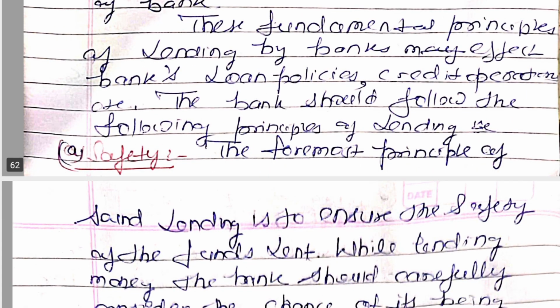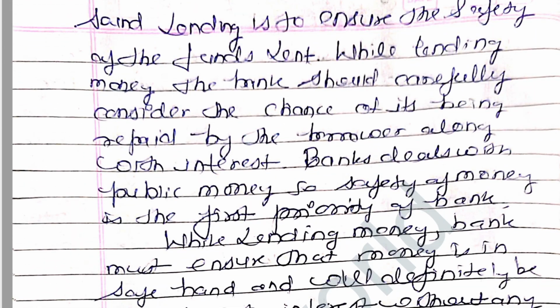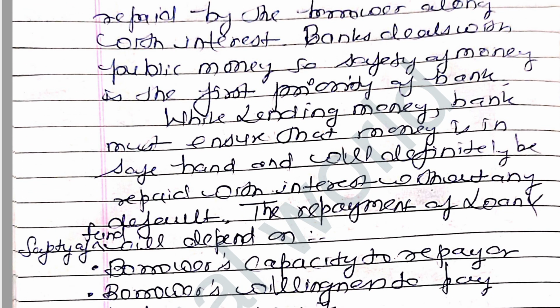The first principle is safety. The foremost principle of sound lending is to ensure the safety of the funds lent. While lending money, the banks should carefully consider the chance of its being repaid by the borrower along with the interest. Banks deal with public money, so safety of money is the first priority of the banks. While lending money, the bank must ensure that the money is in safe hands and will definitely be repaid with the interest without any default.